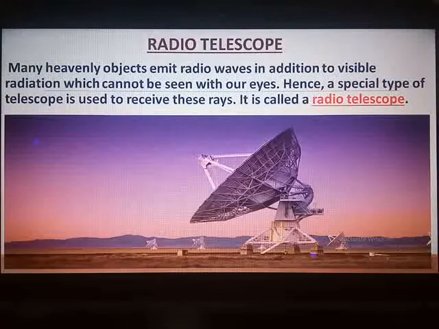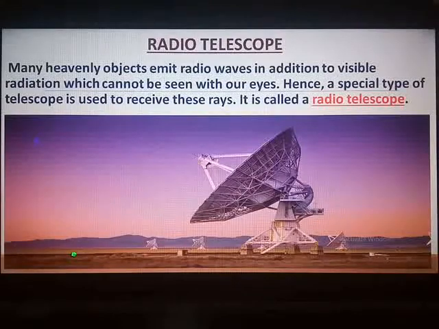I had told you that when light rays fall in the wavelength between 400 nanometer to 800 nanometer, then we can say that it is visible radiation. So there are many heavenly objects which emit radio waves in addition to the visible radiation and cannot be seen with our eyes, and hence a special type of telescope is used to receive these rays, which is called a radio telescope. In the beginning of the chapter, I had told you that one single type of telescope cannot suffice the needs to study the different heavenly objects in space. So different types of telescopes are required for exploring the entire space.